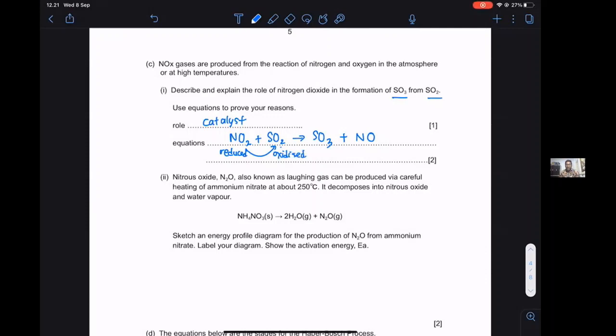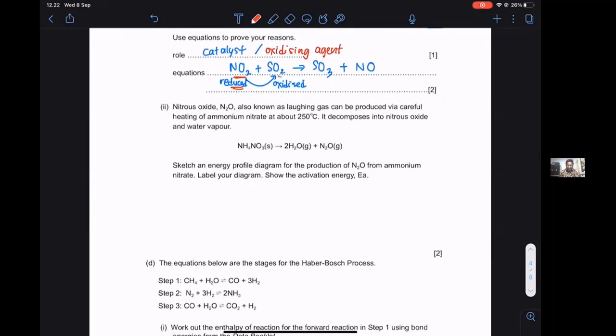So if you want to write down, instead of catalyst, I want to give a different answer. What is the role of NO2? You can write down oxidizing agent. What is the definition of an oxidizing agent? It is something that will oxidize others. You see, NO2 is oxidizing SO2. Something that will oxidize others, but at the same time, it gets reduced. So we do accept the answer if you have written oxidizing agent. Okay, next.